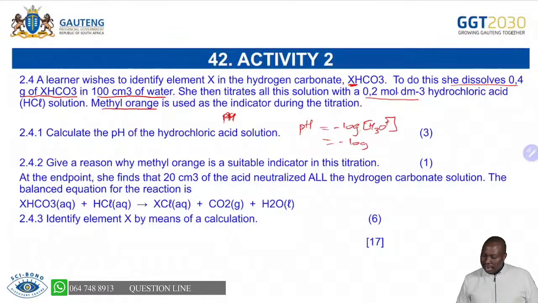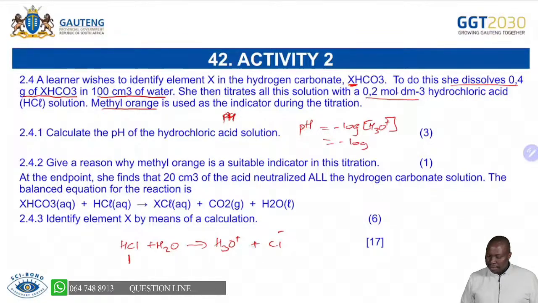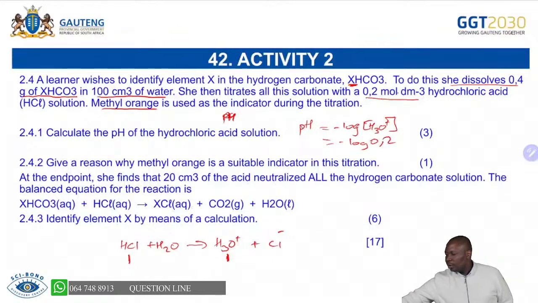Now you know that if you have HCl in water, it will definitely form H3O plus and Cl minus. And you see that the ratio between HCl and H3O plus is 1:1. Hence, you will put the concentration of the HCl equal to the concentration of the H3O plus. So you will just take 0.2 and put it there and take your nice calculator.